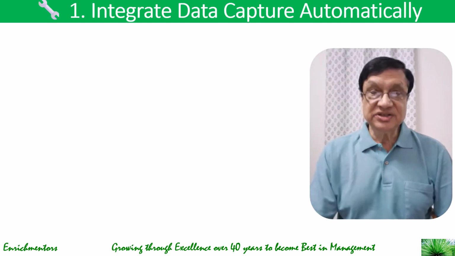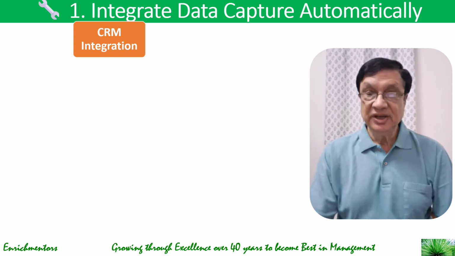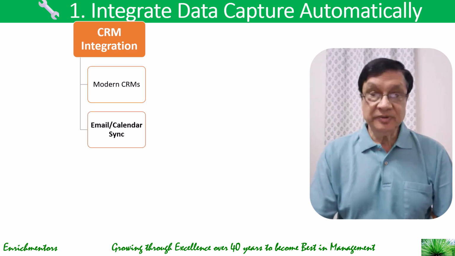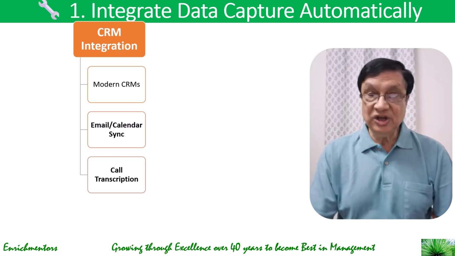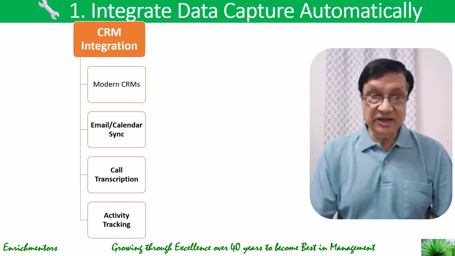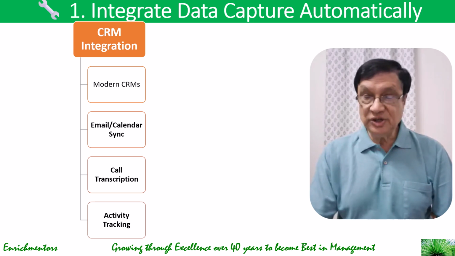So the first thing that happens is you get data capture integrated automatically, and that happens through CRM integration. Modern CRMs like Salesforce, HubSpot, and Zoho offer email and calendar sync, and these automatically log emails, calls, meetings, and notes to contact records. Then there is call transcription, which uses AI to transcribe calls, with tools like Gong, Chorus, or Otter, and auto-log key details. AI can also do activity tracking, where it auto-captures activities like LinkedIn interactions or website visits. And the result is obviously no more manual copy-pasting of meeting minutes, notes, or reminders.